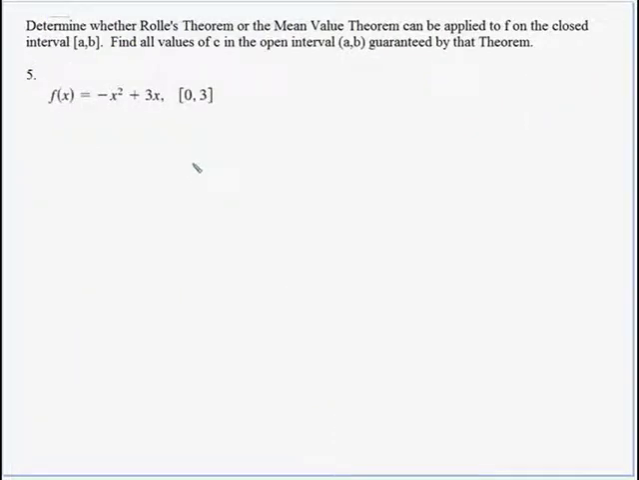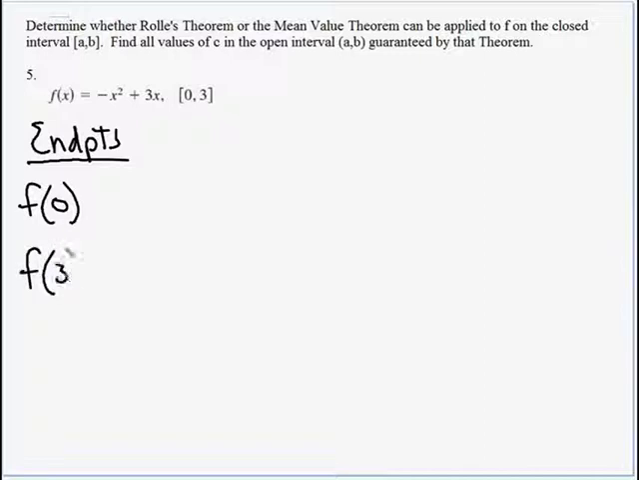Okay, these directions apply to the rest, numbers 5, 6, and 7. Determine whether Rolle's or the mean value theorem can be applied. Find all values of C guaranteed by that theorem. All right, well, first we've got to figure out which theorem we're using. So we check our endpoints. f of 0 and f of 3.